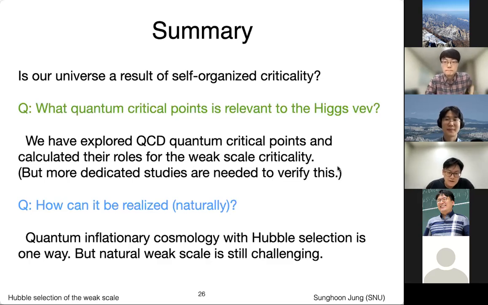Sunghoon, as far as I understand, the Hubble selection is due to the larger expansion rate. That's right. With the larger Hubble parameter. That's right. That's why it's called Hubble selection. Right. So whatever field contributes to the Hubble, if the additional contribution to the Hubble is positive, then that is more probable. That's right. So that's the Hubble selection. That's right.